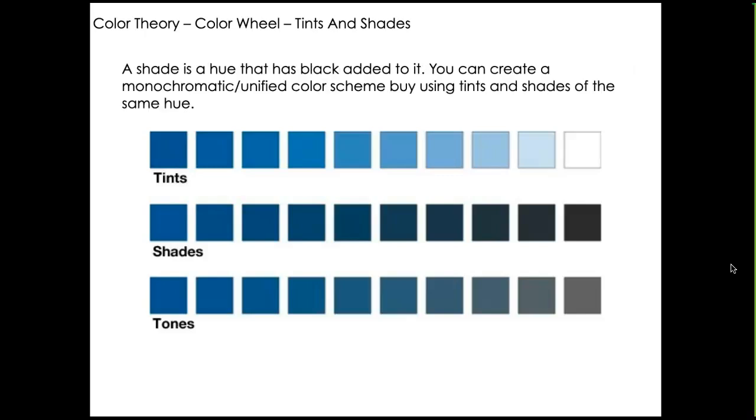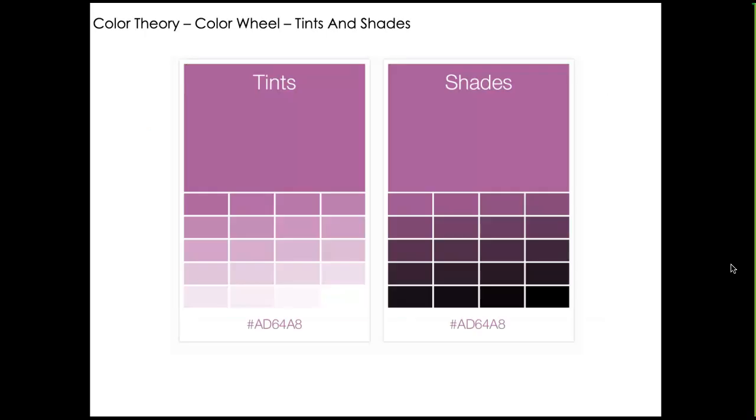So a shade, of course, is a hue that has black added to it. You can create monochromatic color designs using tints, tones, and shades. So here we have some examples of tints and shades, and there you can see how they change. And the numbers underneath are most likely from the Pantone matching system.